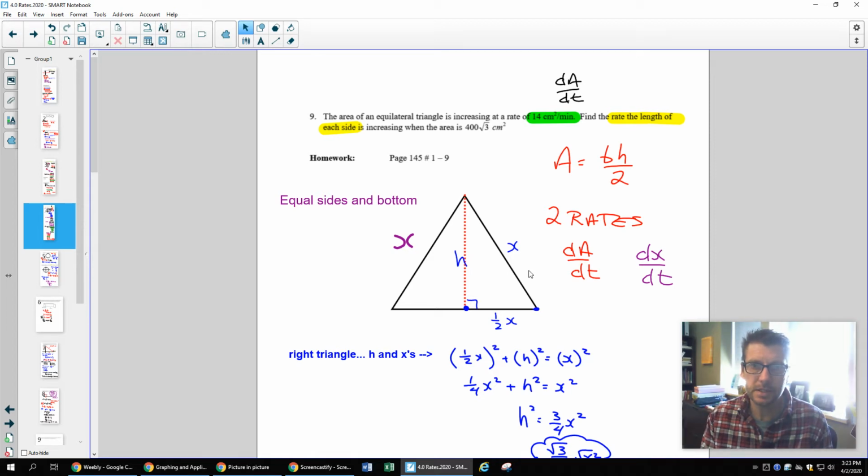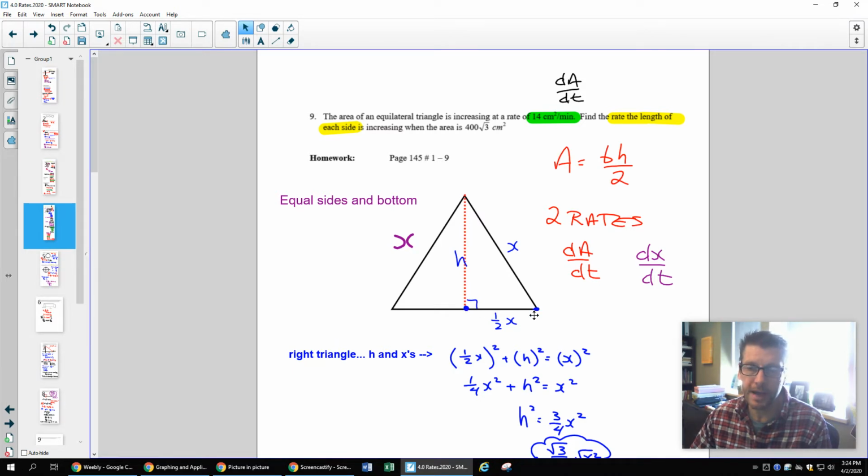Hey everybody, let's take a look at problem number 9. It's the equilateral triangle, and it talks again about the triangle's area increasing. So we know we're talking about change in area with respect to time, and we're talking about the length of each side as well. So the key thing is it's equilateral, so the equal sides and bottom are all x's. And later on in our problem, we start looking at some relationships with h and x.